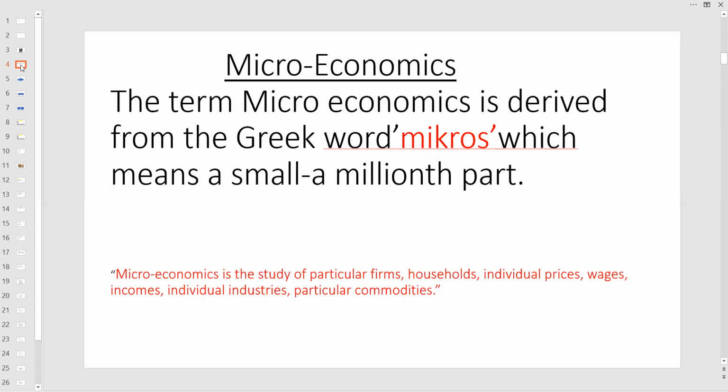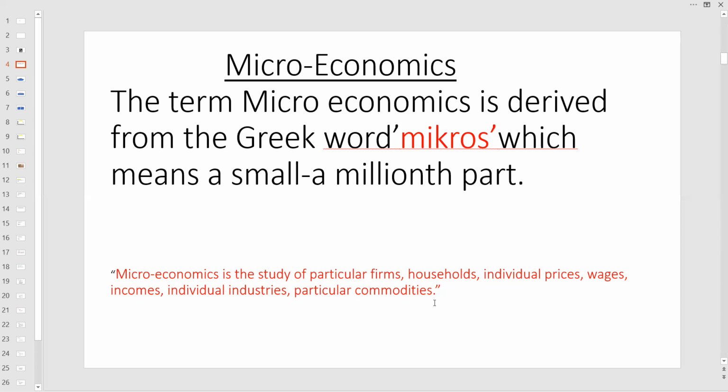So microeconomics, here in the definition it is given, microeconomics is derived from the Greek word micros, which means a small, a millionth part. Microeconomics is the study of a particular firm, households, individual prices, wages, incomes, individual industries, and particular commodities. So from this definition, we understand that micro means small. So in microeconomics, we have to study the small part of a thing or small part of an economy.